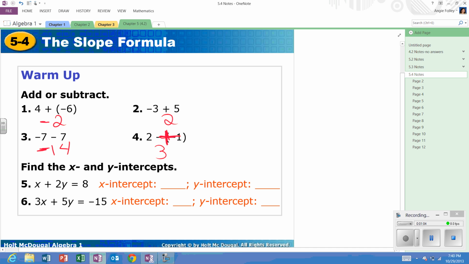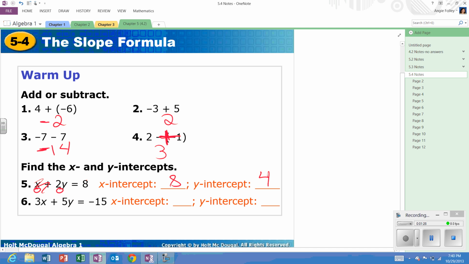So if we're going to find the x-intercept, remember that's where we're plugging 0 into y. So if I put 0 into y, that term goes away, and I'm just left with x equals 8. For my y-intercept, I'm plugging 0 into x, and then this will go away, and I'm going to be left with 2y equals 8. If I divide both sides by 2, I get y equals 4.